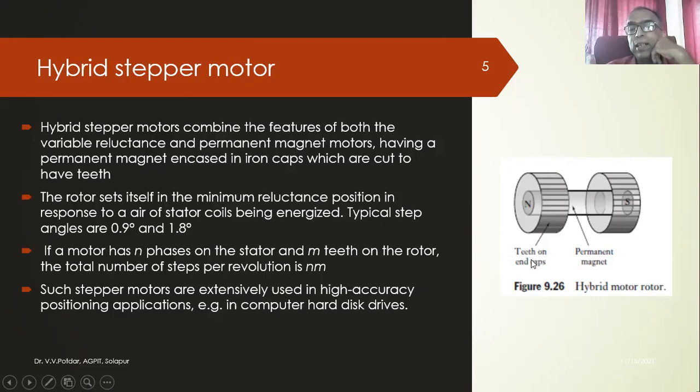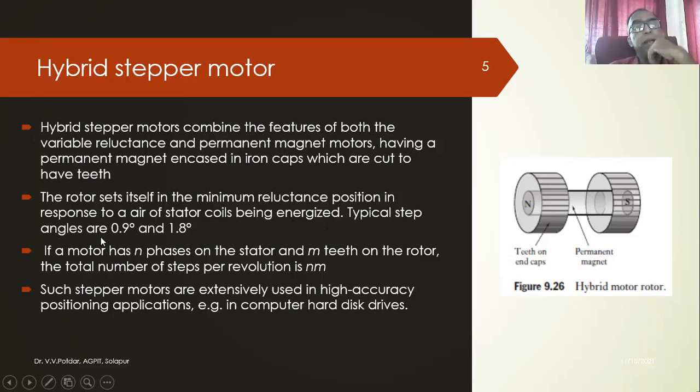So these are the end caps, and I have a permanent magnet enclosed in iron caps, which are cut to have teeth. So there are teeth on the end caps. This is the permanent magnet. The rotor sets itself in the minimum reluctance position in response to a pair of stator coils being energized.